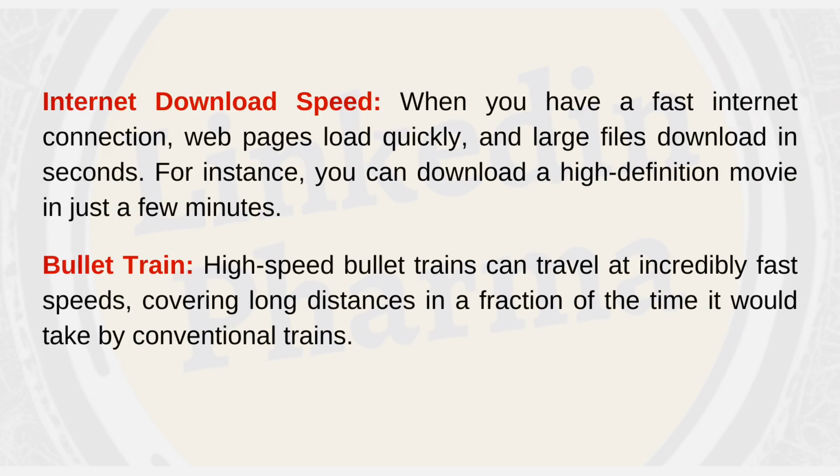Internet download speed. When you have a fast internet connection, web pages load quickly, and large files download in seconds. For instance, you can download a high-definition movie in just a few minutes. Bullet train. High-speed bullet trains can travel at incredibly fast speeds, covering long distances in a fraction of the time it would take by conventional trains.